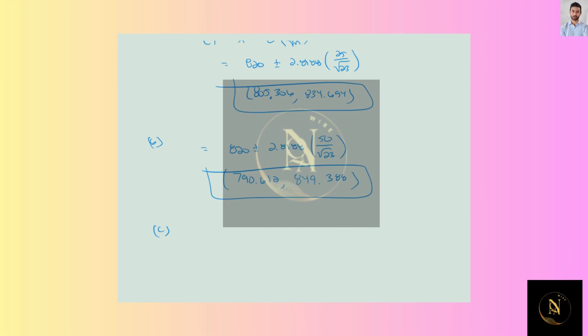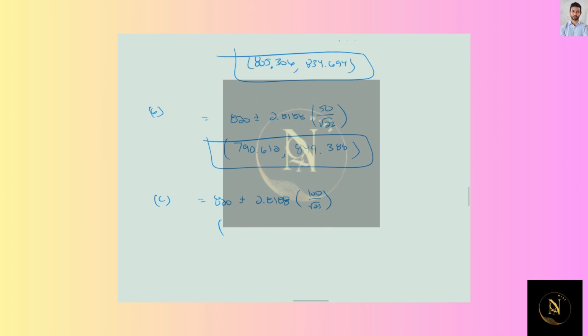And then for part C, if you change the standard deviation to 100, that would be 820 plus or minus 2.8188 times 100 over the square root of 23. The lower boundary is 761.224, and the upper boundary is 878.776.